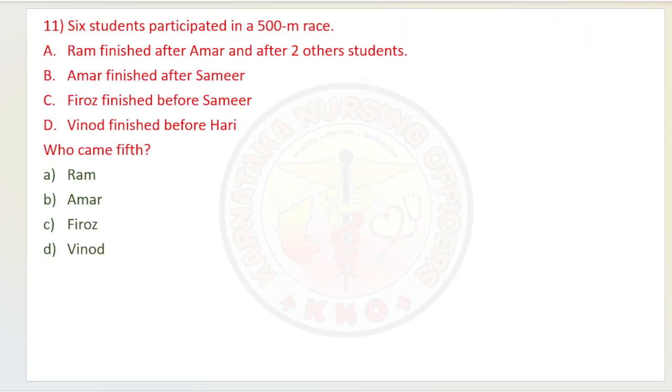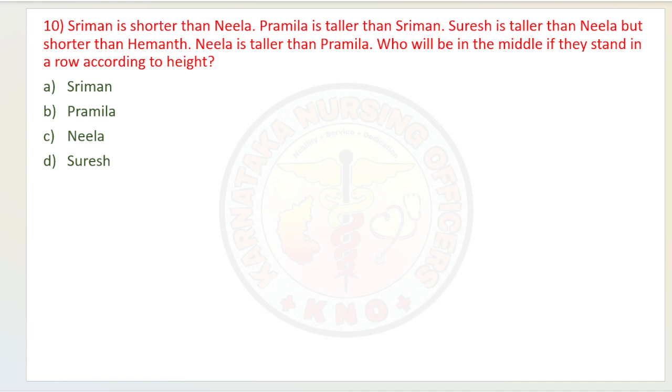Next question. Sriman is shorter than Neela. Pramila is taller than Sriman. Suresh is taller than Neela but shorter than Hemant. Neela is taller than Pramila. Who will be in the middle if they stand in a row according to the height? And the options are Sriman, Pramila, Neela, Suresh.